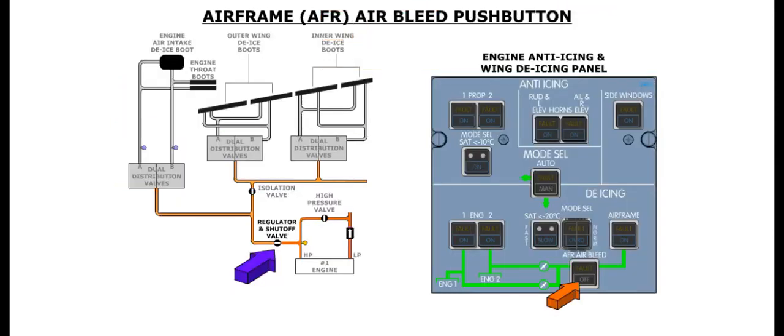The de-ice valves are opened by selecting the airframe air bleed push button to the on position. In addition, each de-ice valve can also be opened, regardless of the airframe air bleed push button position, by selecting either of the engine push buttons to the on position.